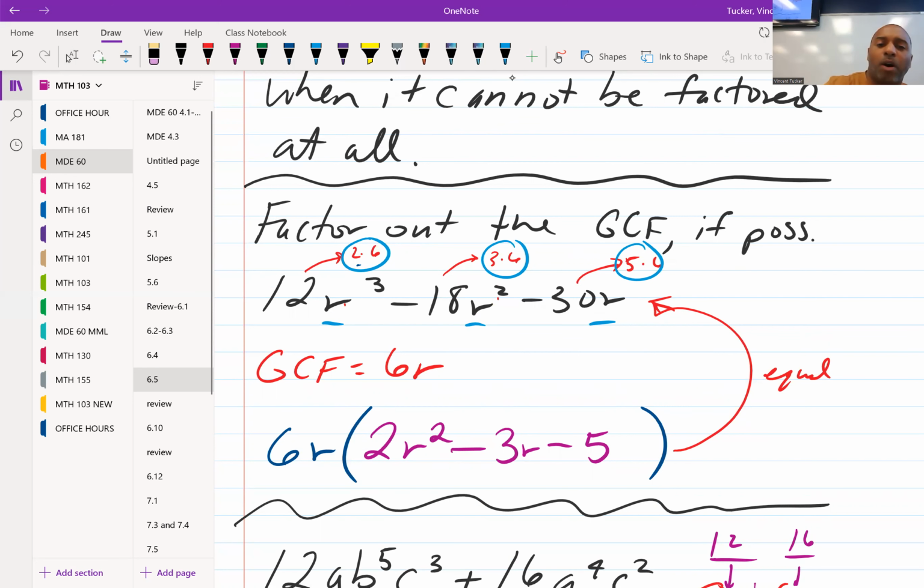And then when I look at my r's, I have 3 r's here, 2 r's here, 1 r here. So the most r's that I can pull out of all three is just 1, because I have 3 in one case, 2 in the other, and then 1 in the other. So my GCF is going to be 6r. All right, so make sure we're okay with that. Questions before we go any further.